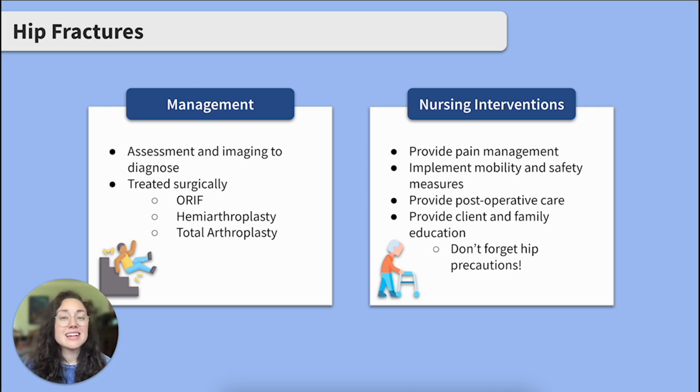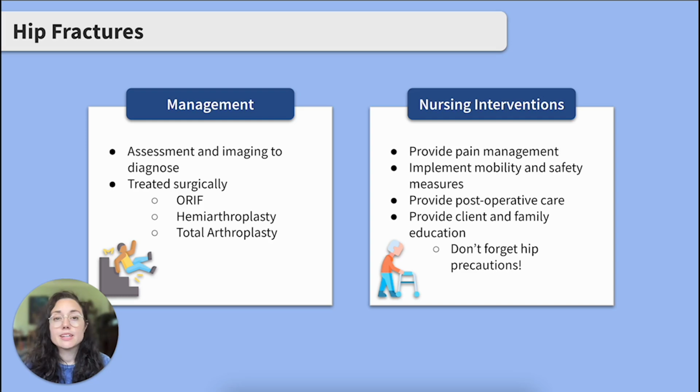Post-op care, assess vital signs, incision site, and pain frequently, implement measures to prevent blood clots, and encourage early ambulation. I know, that part seems mean, but evidence-based practice supports early ambulation with adequate pain control. And education. Teach the client and family about postoperative care, hip precautions, physical therapy, and lifestyle changes to prevent future fractures or falls. Let's quickly talk more about hip precautions.